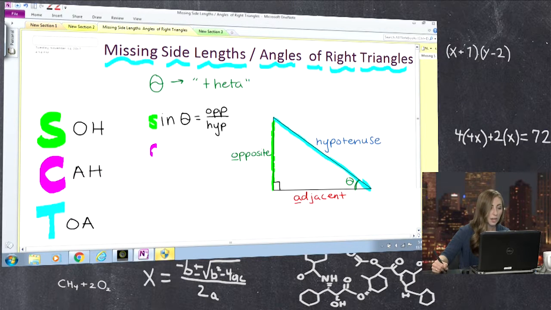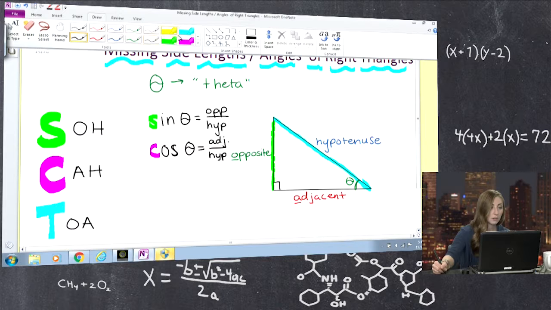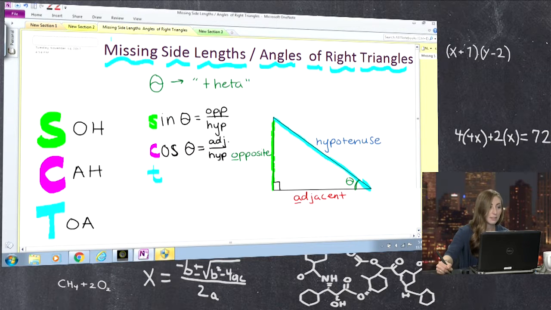The definition of cosine, and we abbreviate it with cos, don't call it cos, because your teacher again will laugh at you, maybe not out loud. But cosine of any angle is going to be the ratio of the adjacent side over the hypotenuse. And then the last one is tangent, and tangent of any angle is the ratio of the opposite side over the adjacent side.